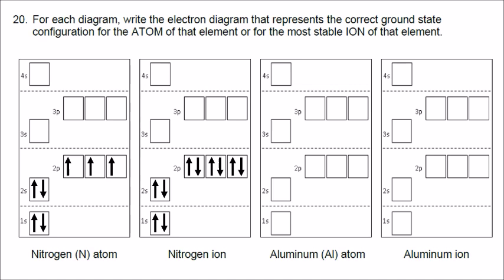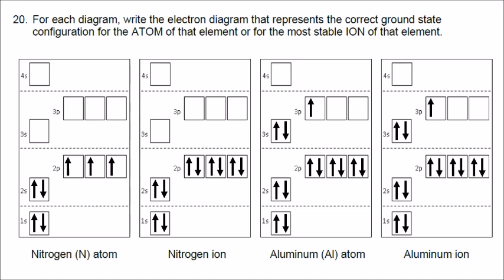Aluminum starts with 13. 1, 2, 3, 4, 5, 6, 7, 8, 9, 10, 11, 12, 13. So that's what aluminum looks like. Now aluminum is not going to gain 5 electrons. All it has to do to form a stable ion is lose 3. Let's take away 3 electrons from aluminum. 1, 2, 3, and that would be the electron configuration of the aluminum ion with a +3 charge.